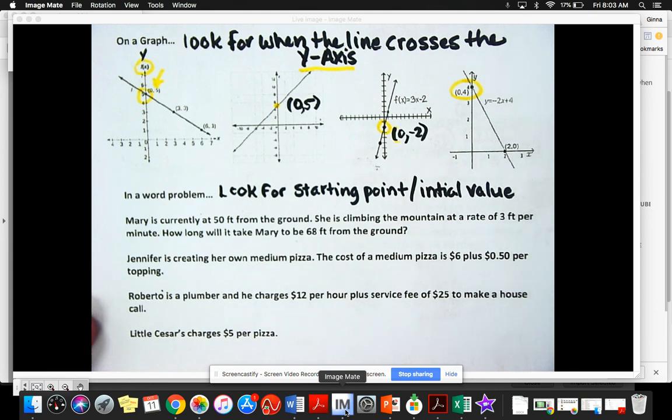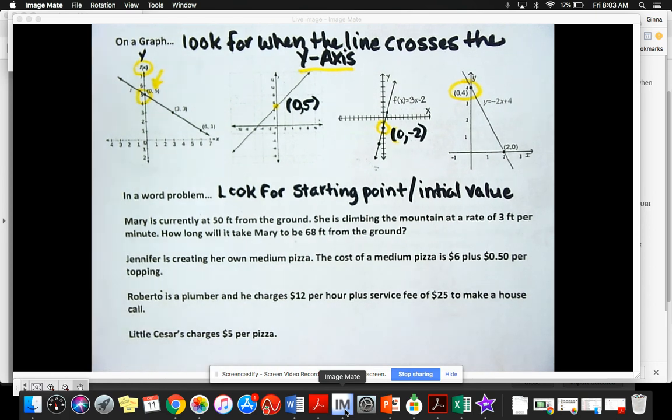Mary is currently 50 feet from the ground. She is climbing the mountain at a rate of 3 feet per minute. How long will it take Mary to be 68 feet from the ground? Now, right here, guys, we're not answering the question. All I want to know is, where did Mary start? What is her starting point? What is her y-intercept? If we were going to graph this, where would Mary be starting at time 0?